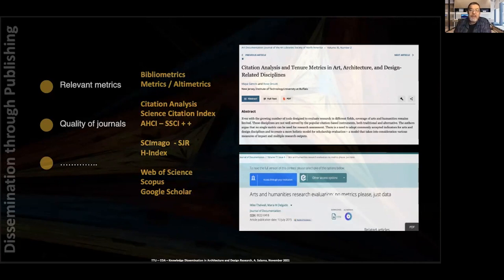But I want to refer here to two important articles related to architecture and design research, and also to seeing architecture research as part of arts and humanities. The first article is about citation analysis and tenure metrics in art and architecture and design related disciplines. This is a very, very important article. And the second one is basically arguing that metrics don't work for arts and humanities. So trying to develop that argument.